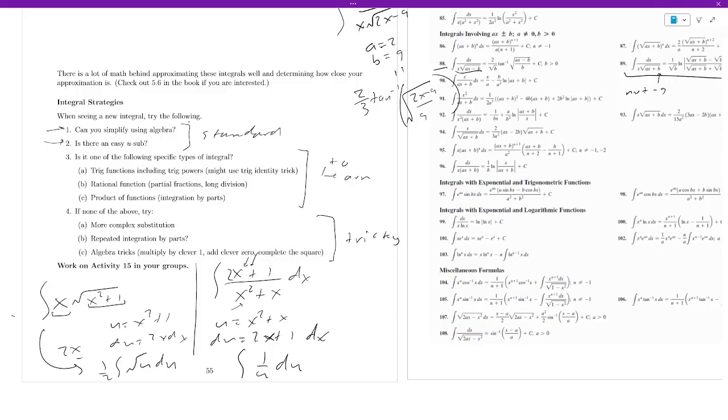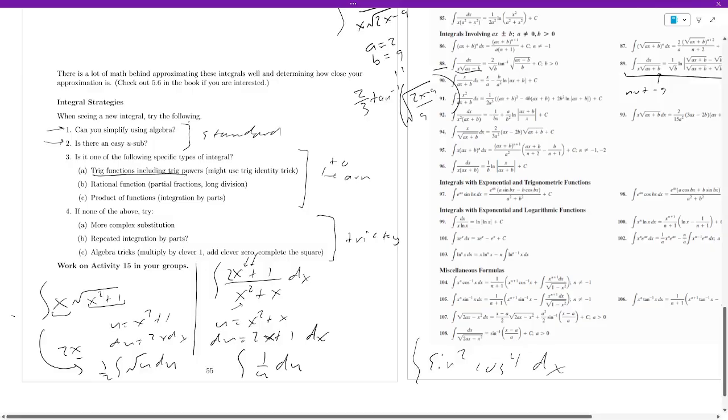So for this third category, there are several templates that we've seen that work pretty often, and it would be tricky without knowing those templates, but we've seen them. Like trig functions, including trig powers. That's the sine squared, cosine to the 4 kind of stuff. We spent a whole lecture on that. Basically, can you identify whether this is of that template?